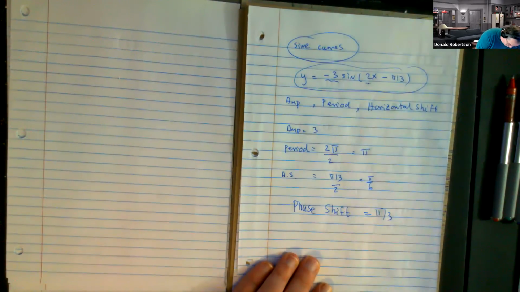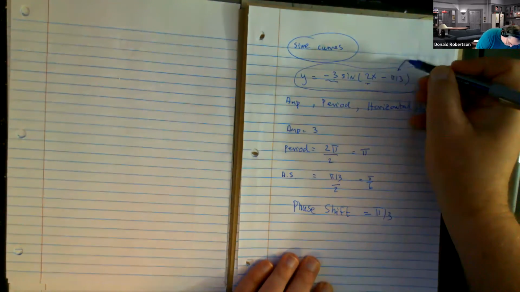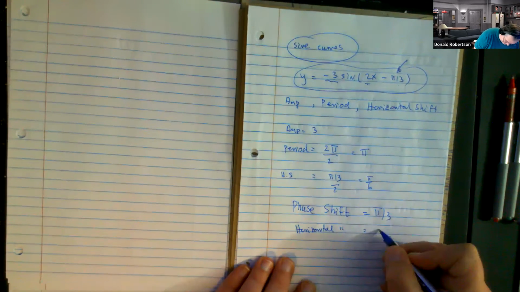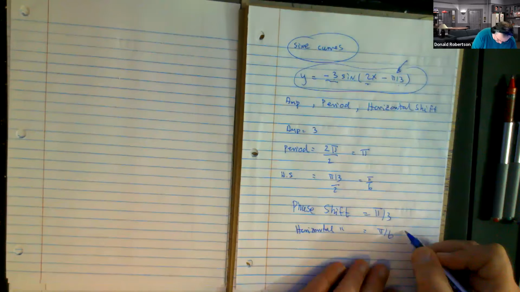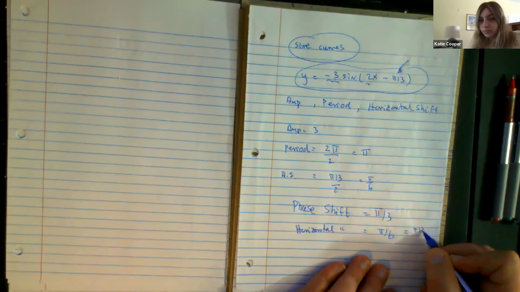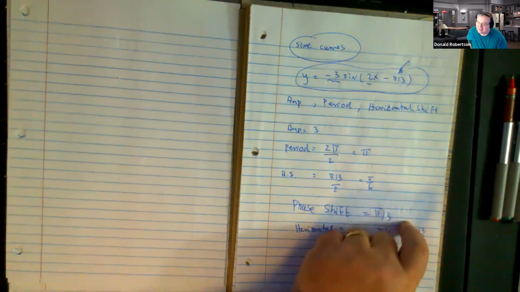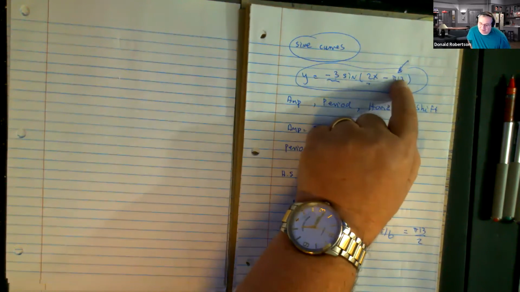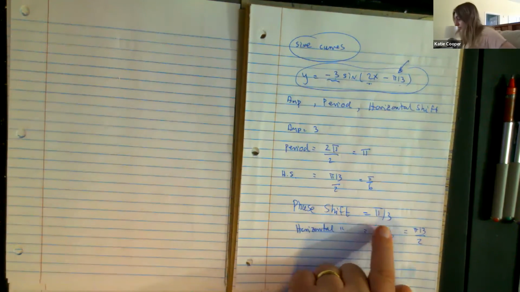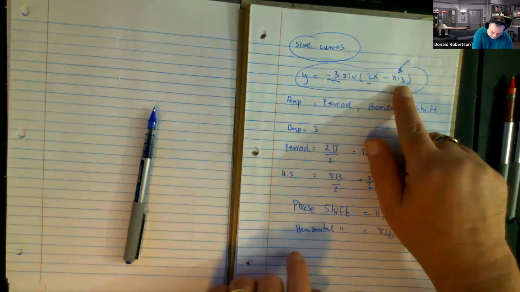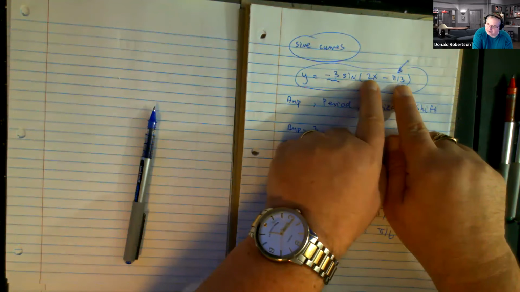And the horizontal shift, which is dead easy to get mistaken, was that one. So as long as you're clear that that number there is the phase shift, and the horizontal shift is this divided by the multiple that's here, right?